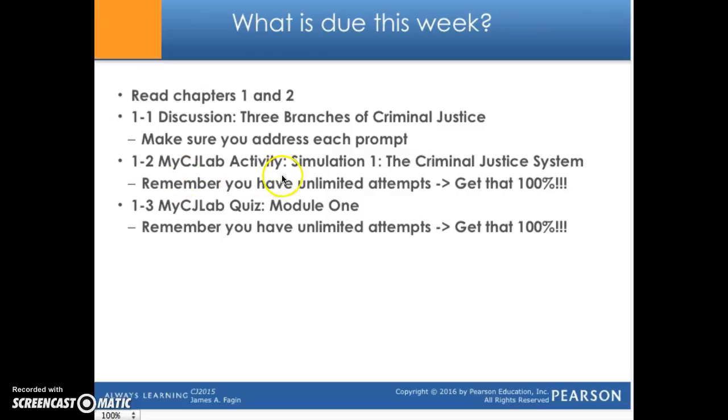Do the MyCJ Lab activity. Remember, you can take it at unlimited times, and then do the quiz, again, unlimited attempts.